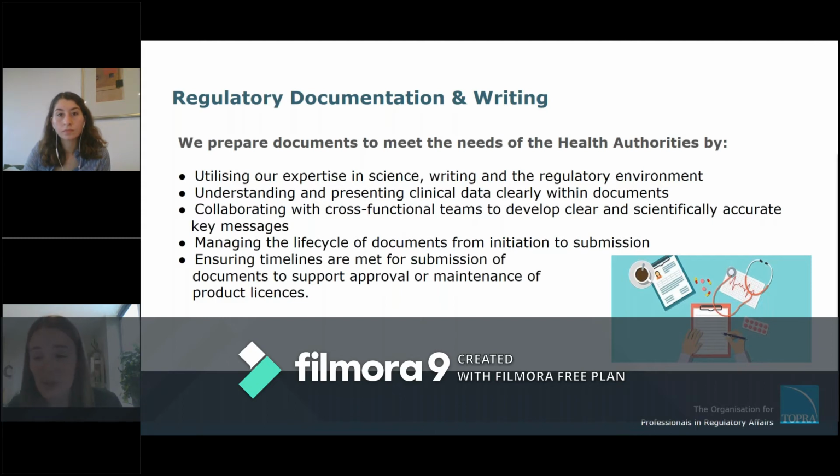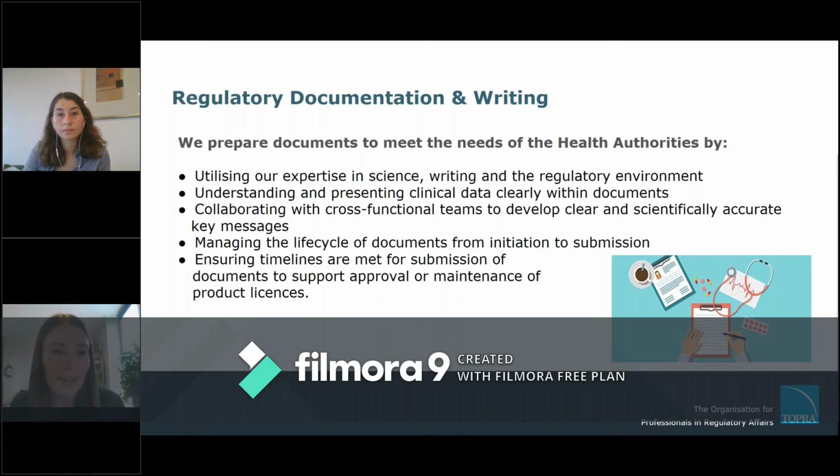Some of our main responsibilities: we prepare the documents to meet the needs of health authorities by utilising our experience in science, writing and the regulatory environment, understanding and presenting clinical data clearly within documents, collaborating with cross-functional teams to develop clear and scientifically accurate key messages, managing the life cycle of documents from initiation to submission, and ensuring timelines are met for submission of documents to support approval or maintenance of product licenses.